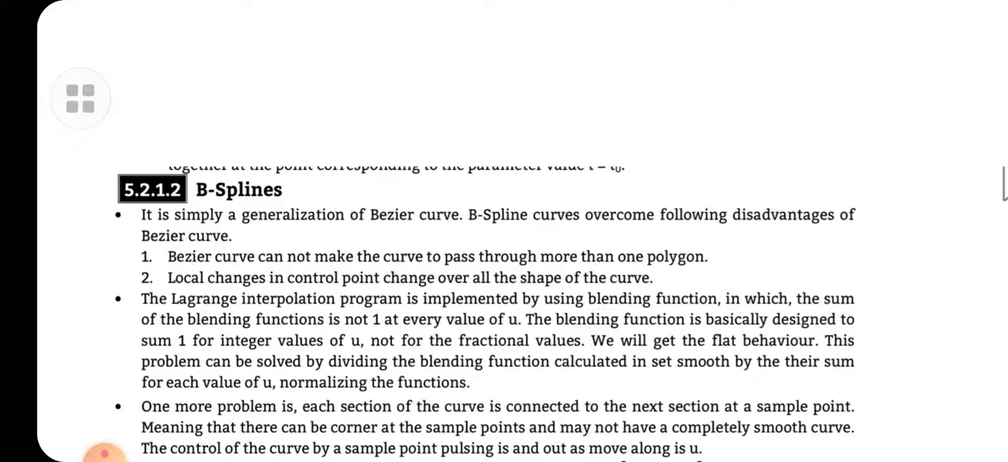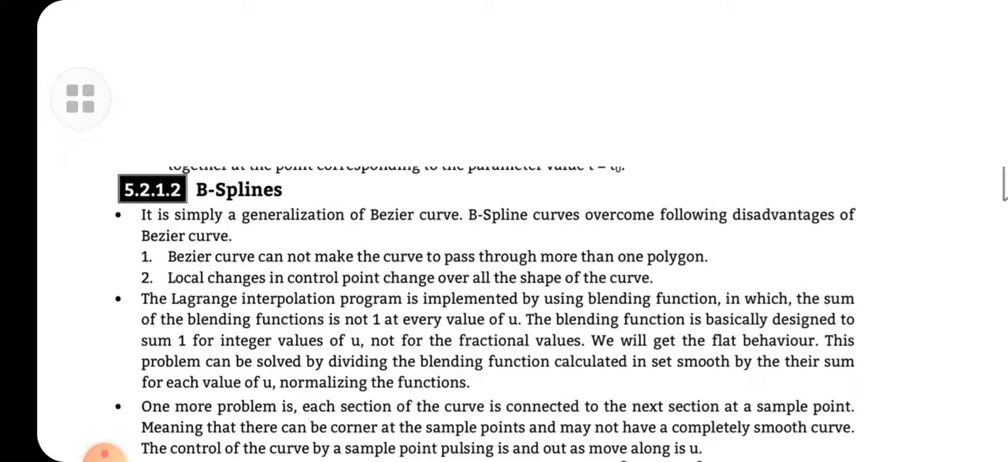The Lagrange interpolation program is implemented using blending functions, in which the sum of the blending functions is not 1 at every value of u. The blending functions are basically designed to sum to 1 for integer values of u and not for fractional values. We will get flat behavior. These problems can be solved by dividing the blending functions by their sum for each value of u, normalizing the functions.